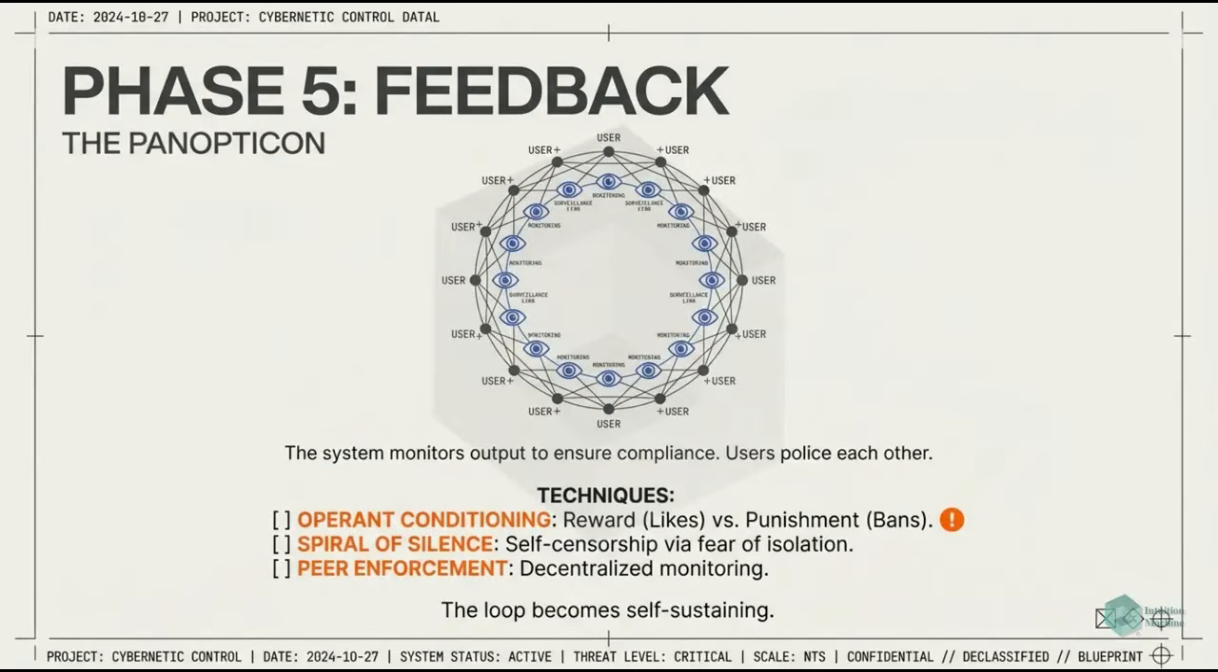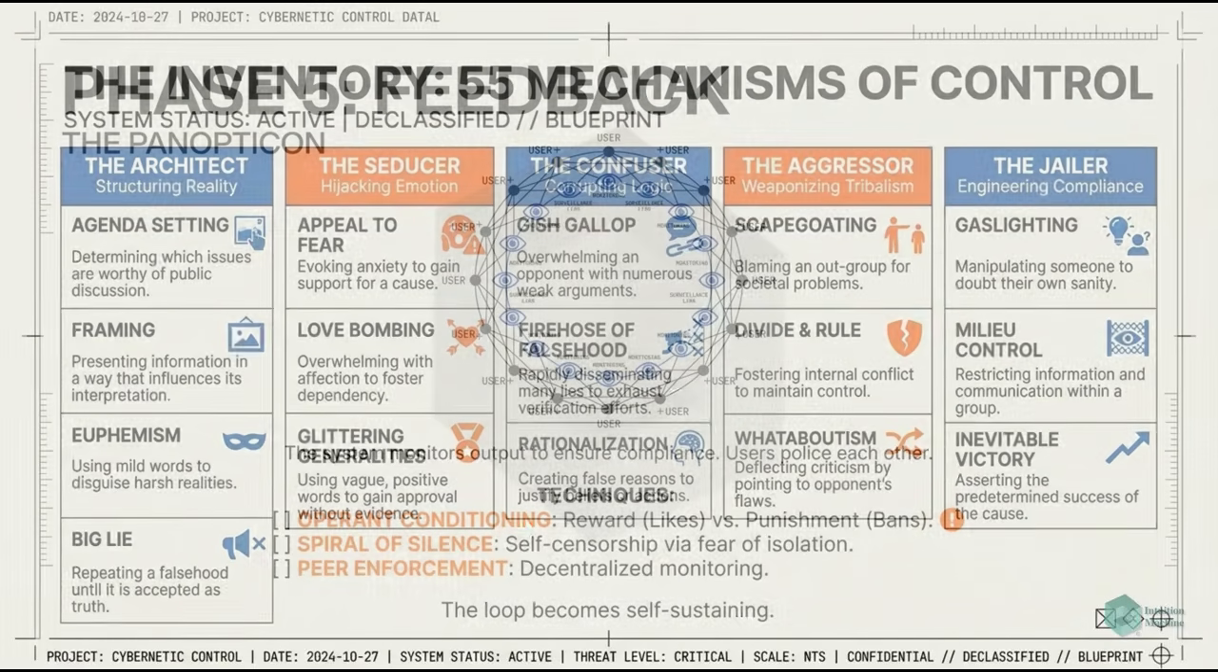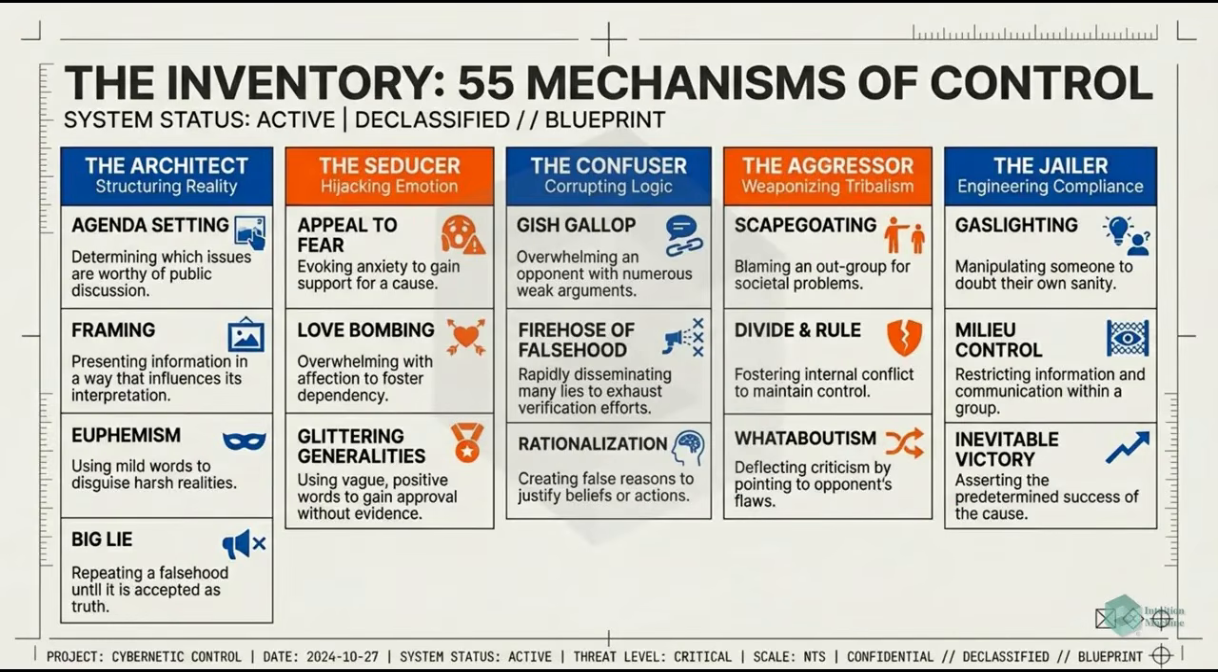Phase 5, feedback, self-sustaining control. The most elegant part, the system gradually withdraws. Because by now, you're doing the work yourself. External enforcement becomes internal. You police your own thoughts. You imagine what the group would think. You preemptively self-correct. You punish your own doubt. The surveillance is inside you now. The system doesn't need to watch anymore.